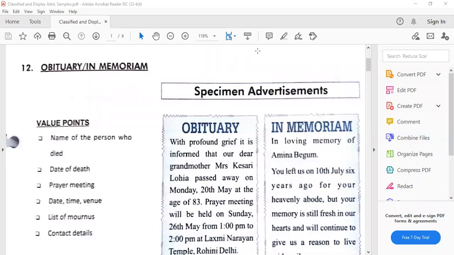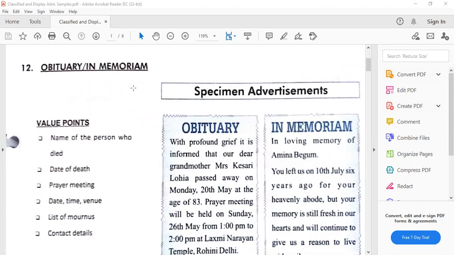And from your examination point of view, we have a 50 word limit. It can go 4 to 5 words more or 4 to 5 words less, but not more than this. So be particular about this.